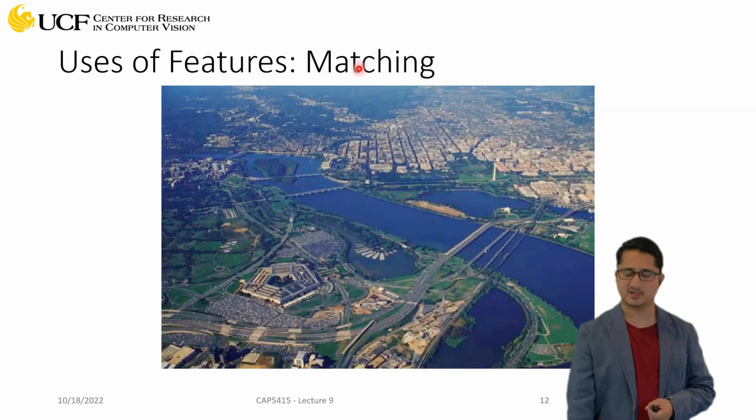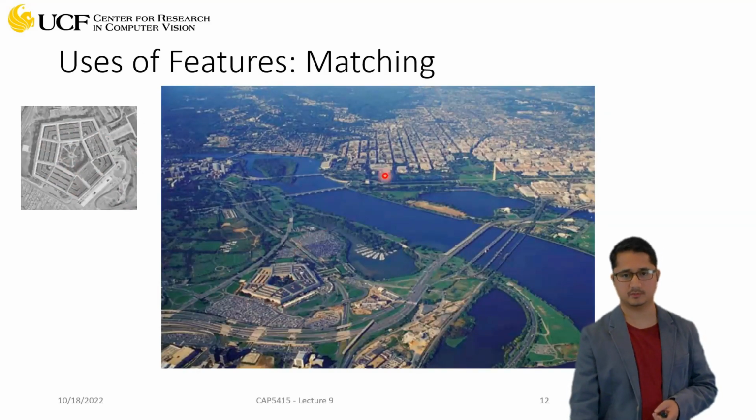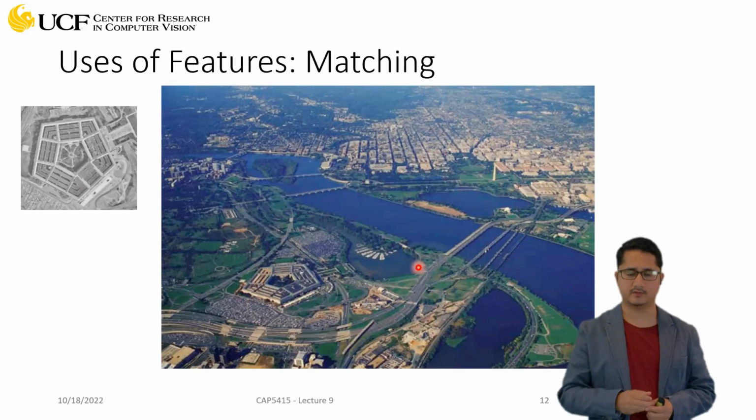Okay, so matching is one interesting application where the goal is, let's say if I give you just a small patch of this image, and this patch could be maybe coming from the same image, or this patch could be a different view altogether. For example, in this case, I have this top view of this building, right? And you can see this is the bigger image on the right. It's not directly from the top, it's kind of an oblique view.